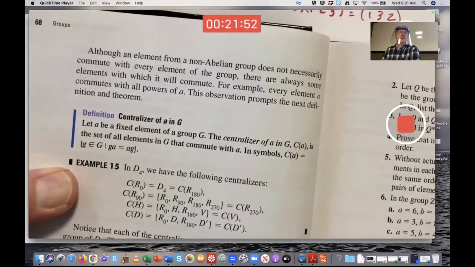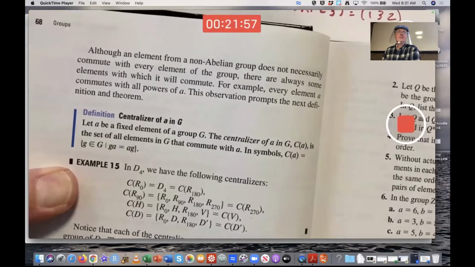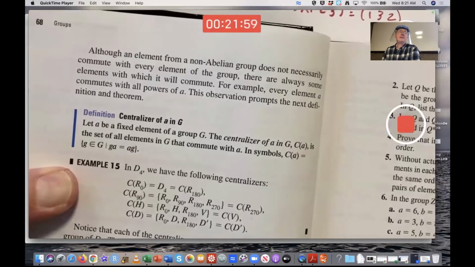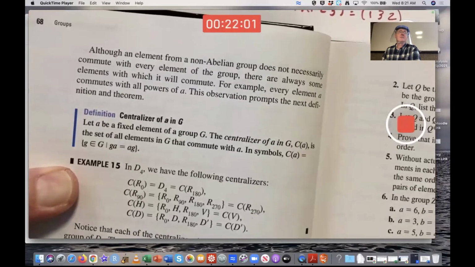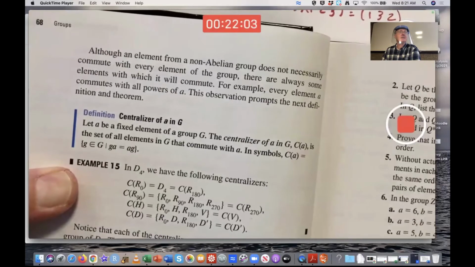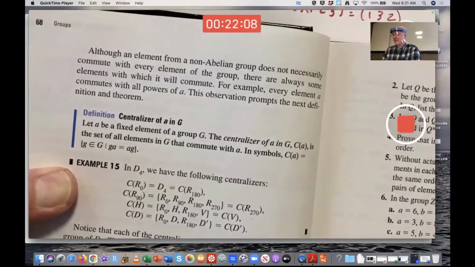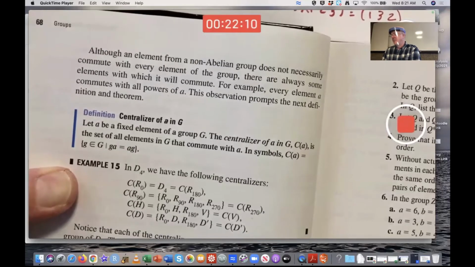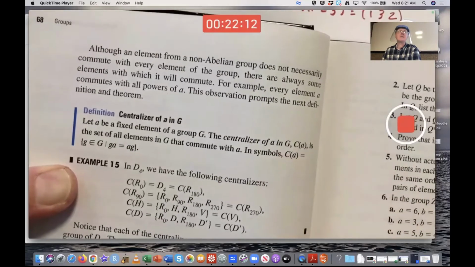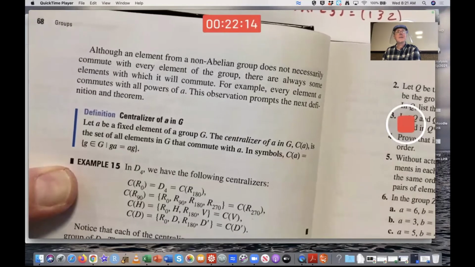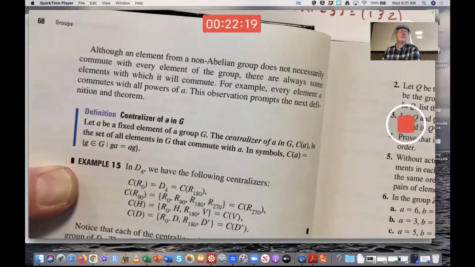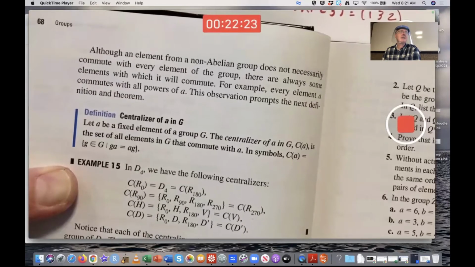Think about this in extremes. C of the identity, C of E, is always the entire group, no matter what the group is, because everything commutes with the identity. For non-identity elements, C of A certainly contains all the powers of A. I mentioned that the other day. So it would contain the cyclic subgroup generated by A, for example. C of A is bigger.